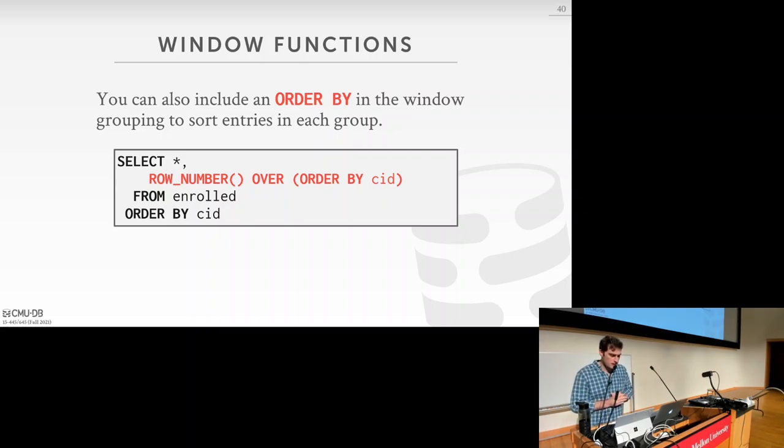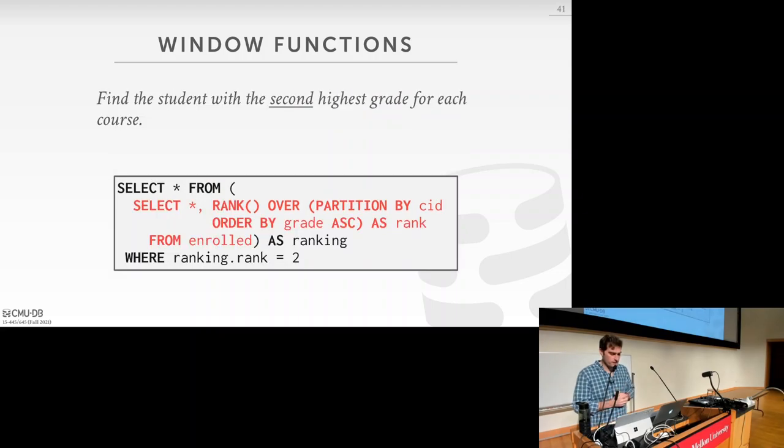You can also specify order by. Like I said, this gives us the ordering, so then we'd be able to get a distinct order. In this case, we want to order by CID for the partitioning. Just as a quick example here, we're going to find the student with the second highest grade for each course. So we have to combine a couple of things. We want to get the rank, which is the local position in the partition for each record. We're going to partition by the course ID and order by the grade ascending. This is going to sort each partition by the student grade ascending, and we're going to take the second one, so it's ranking.rank equals 2.